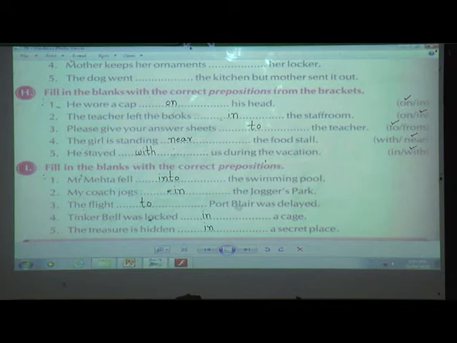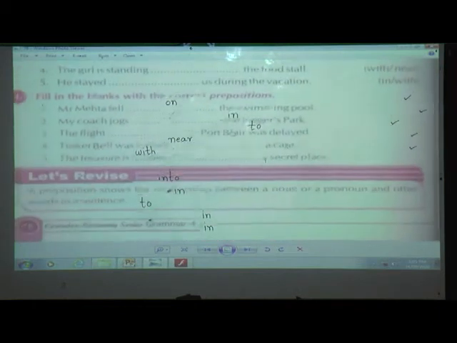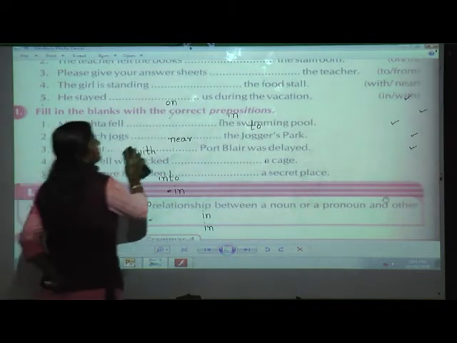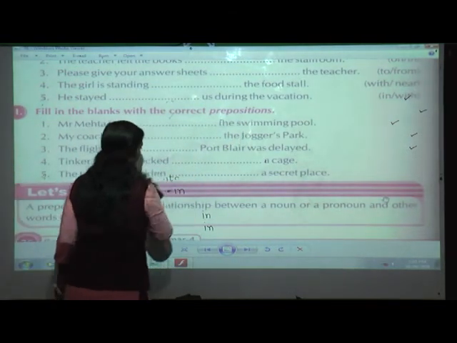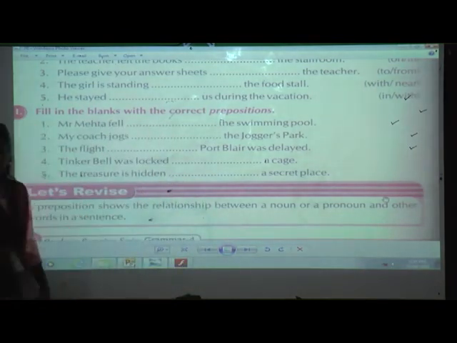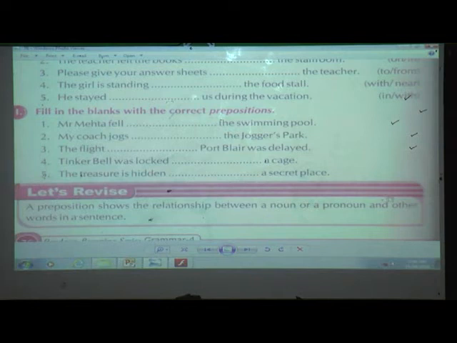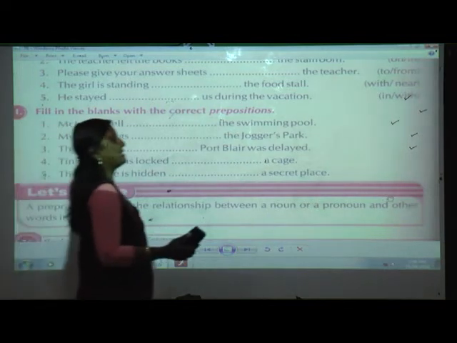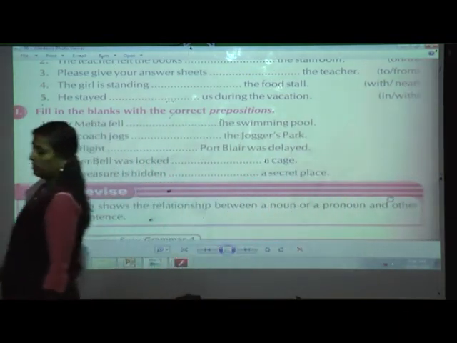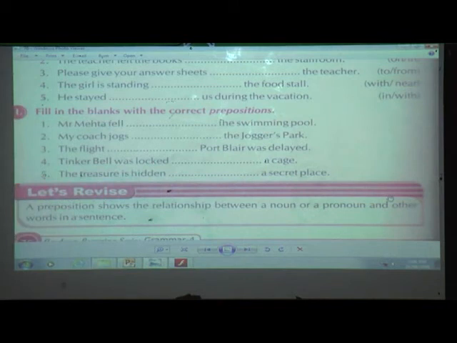So what is a preposition, students? Yes, a preposition shows the relation between a noun or a pronoun and other words in a sentence. So you have to just learn the definition. And now I hope that you have learned many of the prepositions. Now are you ready, students, to see the animation of this lesson? Okay, I hope that you have completed your book till page number 76. Ready?